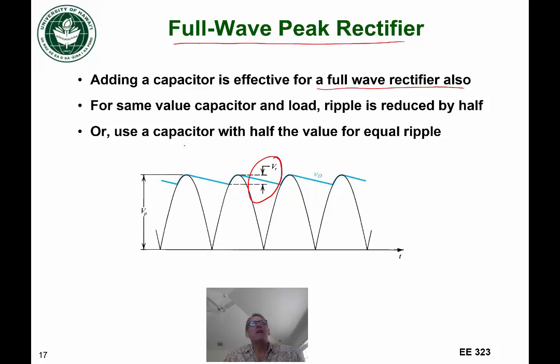But hopefully it's intuitive that the ripple, for the same size capacitor and same size load, is going to be reduced by about a half. And that is simply a shorter time for the capacitor to discharge into the resistor, so we'd expect the voltage ripple to be smaller. Alternatively, we could use a capacitor with half the value for equal ripple to the half-wave rectifier. And that capacitor value turns out to be important because using a capacitor that's half the size is going to end up with a cheaper and smaller solution.